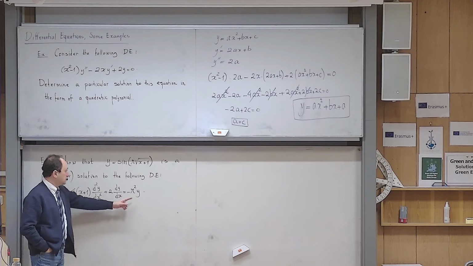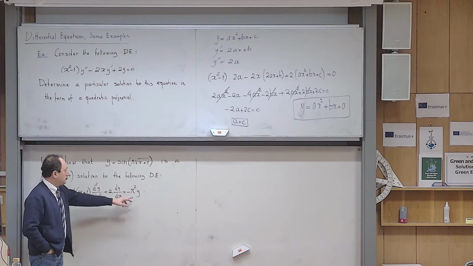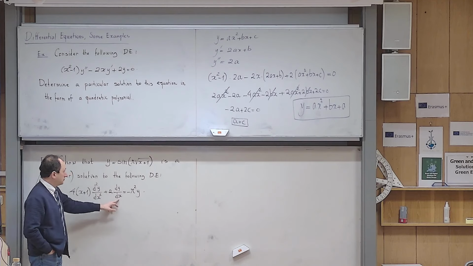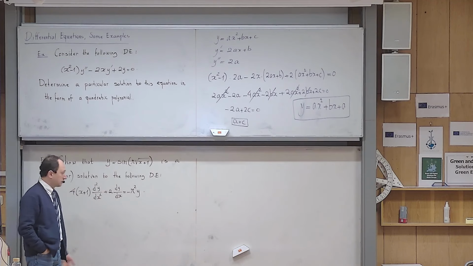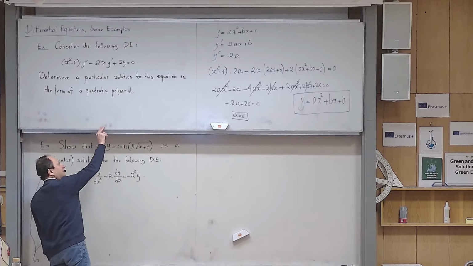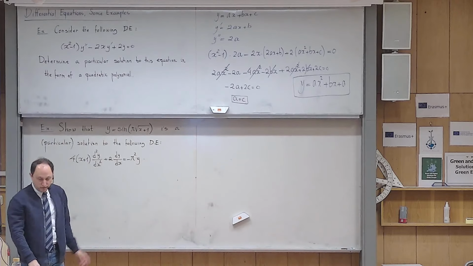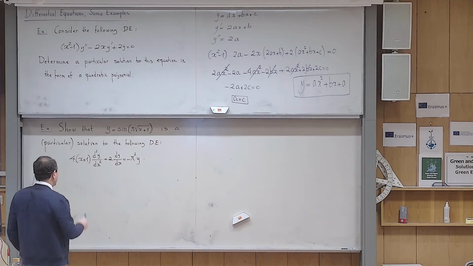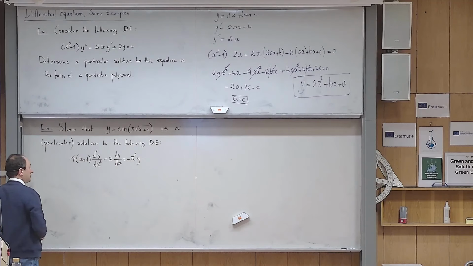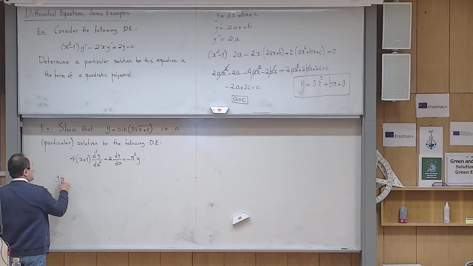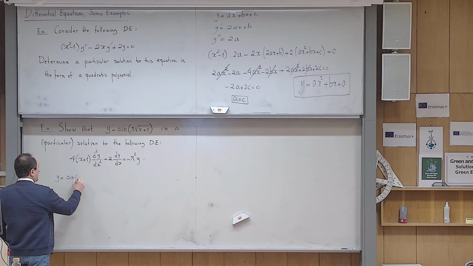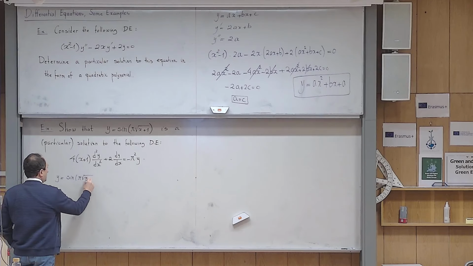What I need to confirm: I need y, which I have. I need the first derivative, so I have to calculate it. I need the second derivative, I have to calculate it. So let us just do it patiently. And please watch my calculations. If you see I'm making a mistake, please shout so that we can stop and fix it. Okay, so what we do: y is given to me to be sine of pi times the square root of x plus 1. That's good.